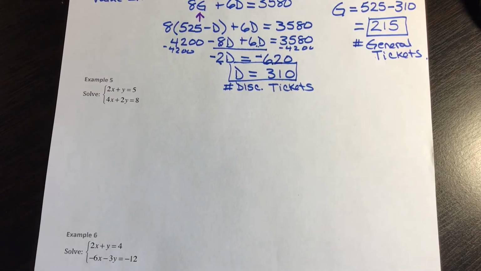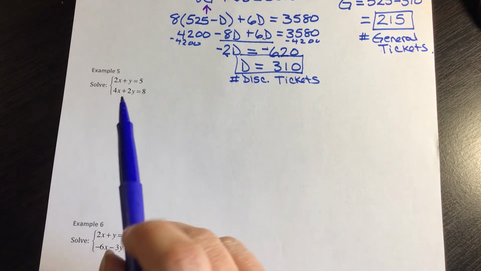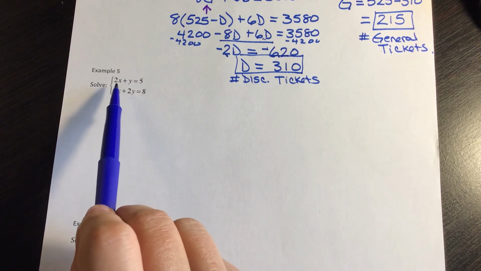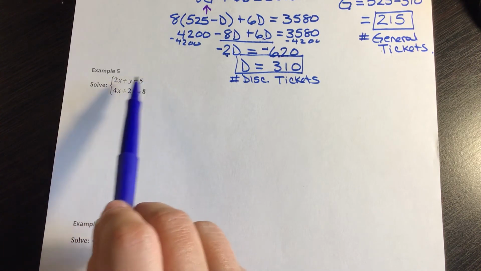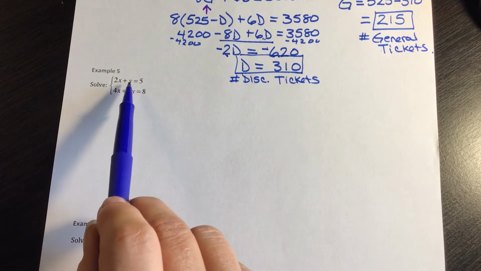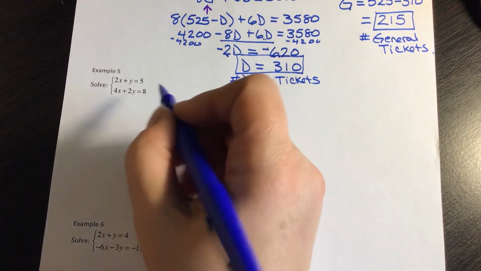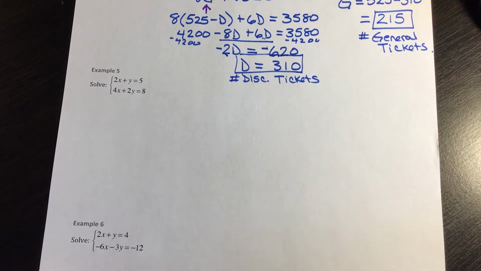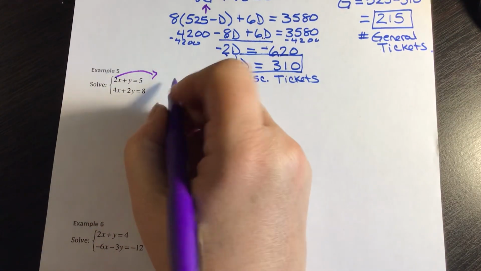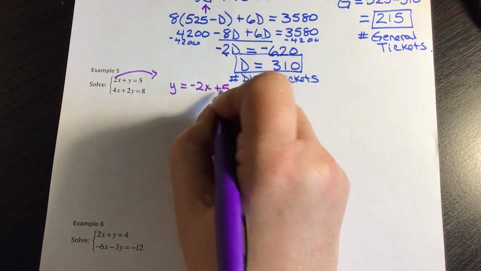In example 5, here we have another system, and it just says solve. It doesn't say how to solve, so I can do this by either subtracting 2x and making this a substitution problem, or I could multiply and get one of the variables to cancel out. So I'm going to just substitute here. So I'm going to subtract 2x. So I have y is negative 2x plus 5.